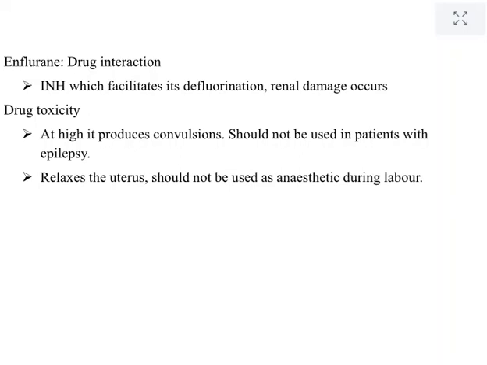Drug interaction: it can interact with isoniazid, which facilitates its defluorination, and renal damage occurs. So in other words, you cannot give it to a patient who is on isoniazid, because isoniazid will enhance defluorination. Fluoride ions will bring about more nephrotoxicity. Drug toxicity: at high doses, it produces convulsions, so it should not be used in patients with epilepsy. It relaxes the uterus, so it should not be used as an anesthetic during labor.